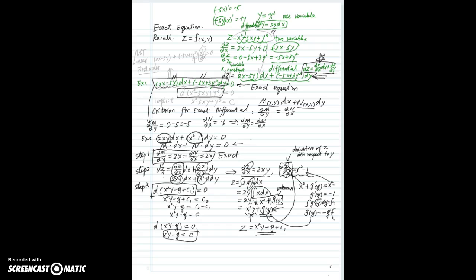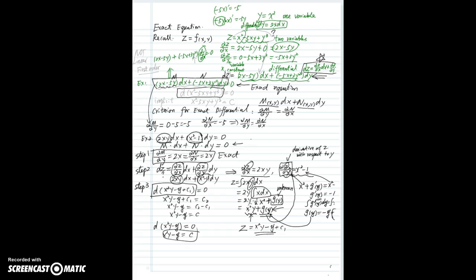Notice this equation is still first order. It doesn't look like we have the derivative in there, but if we divide both sides by dx, we get 2x minus 5y, dx over dx is 1, plus negative 5x plus 3y squared times dy over dx equals 0 divided by dx is 0. So if we divide both sides by dx, this is the derivative here, and it's first order.